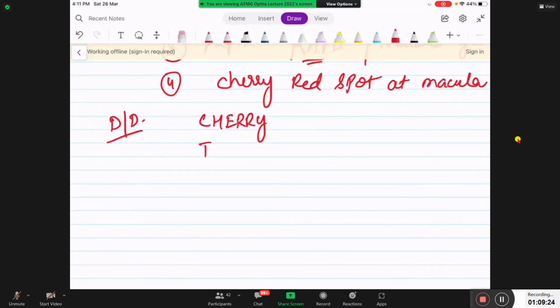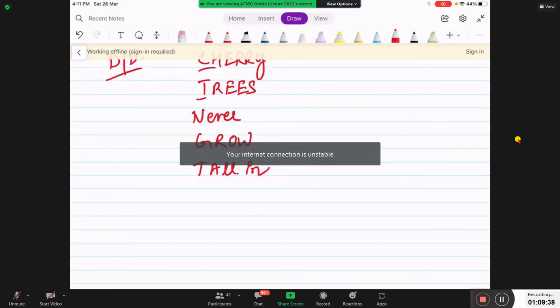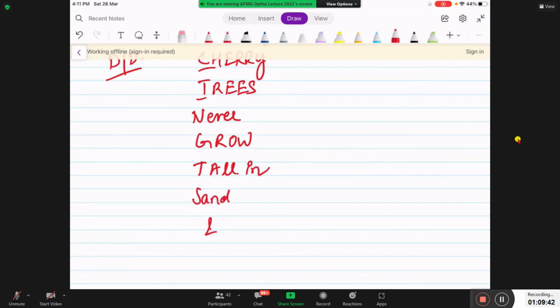Cherry trees never grow tall in sand and garden.